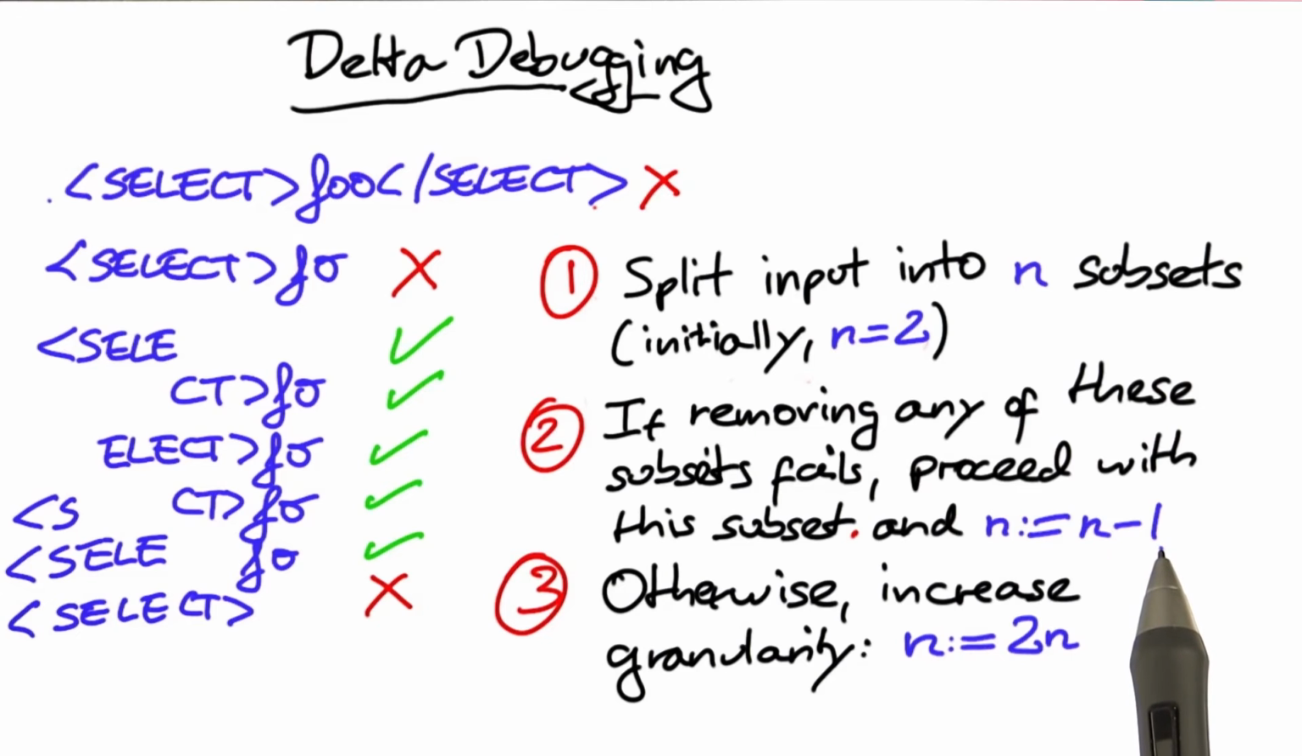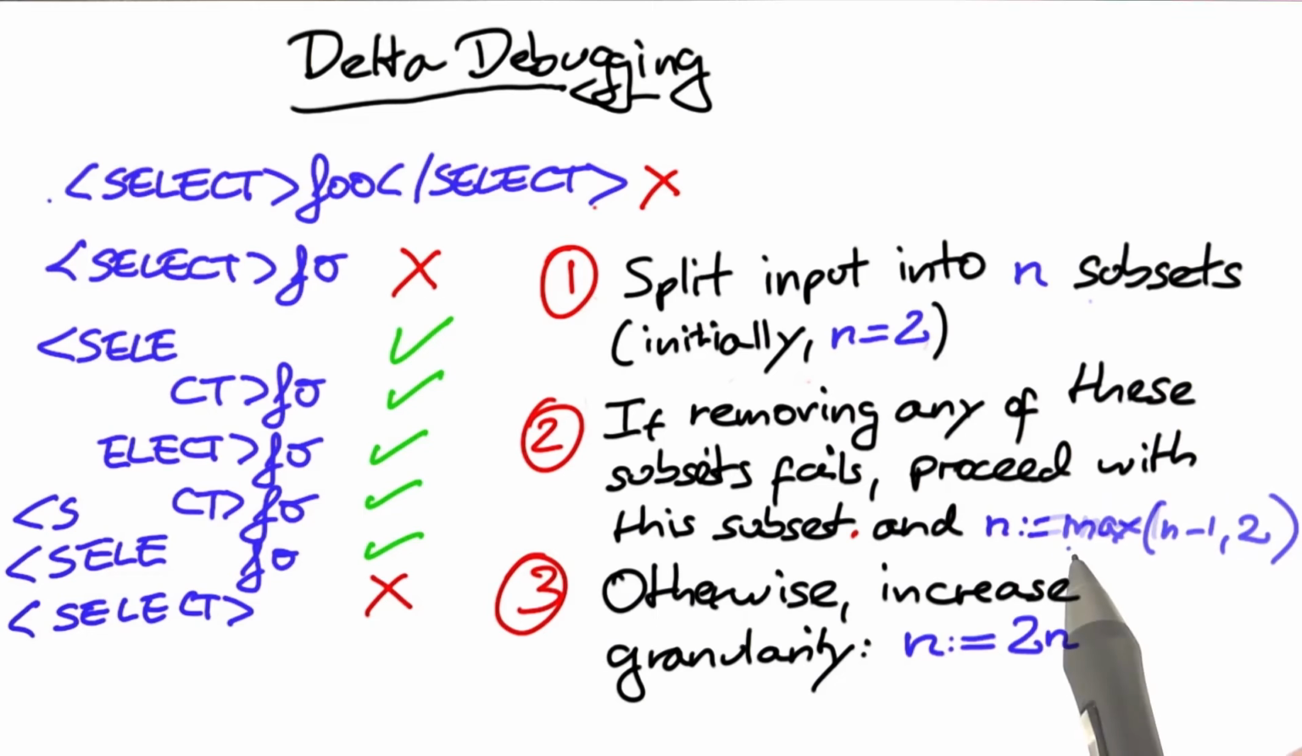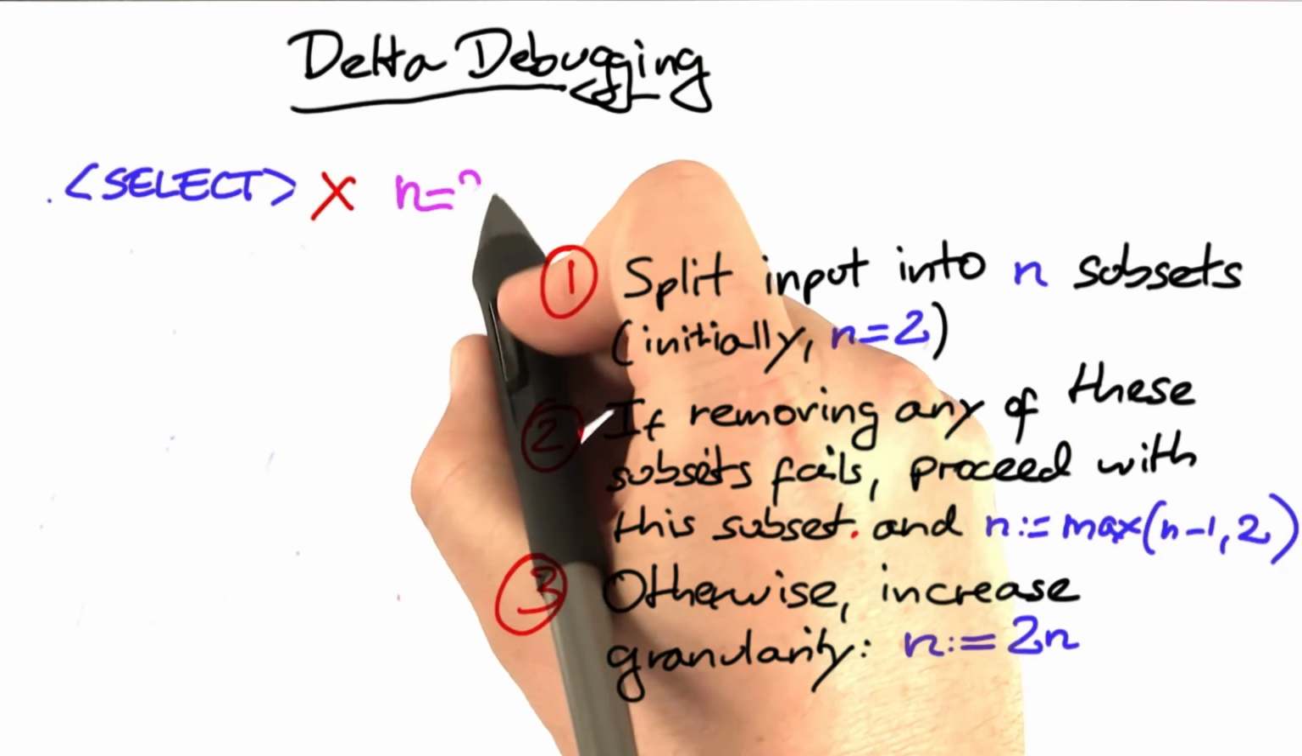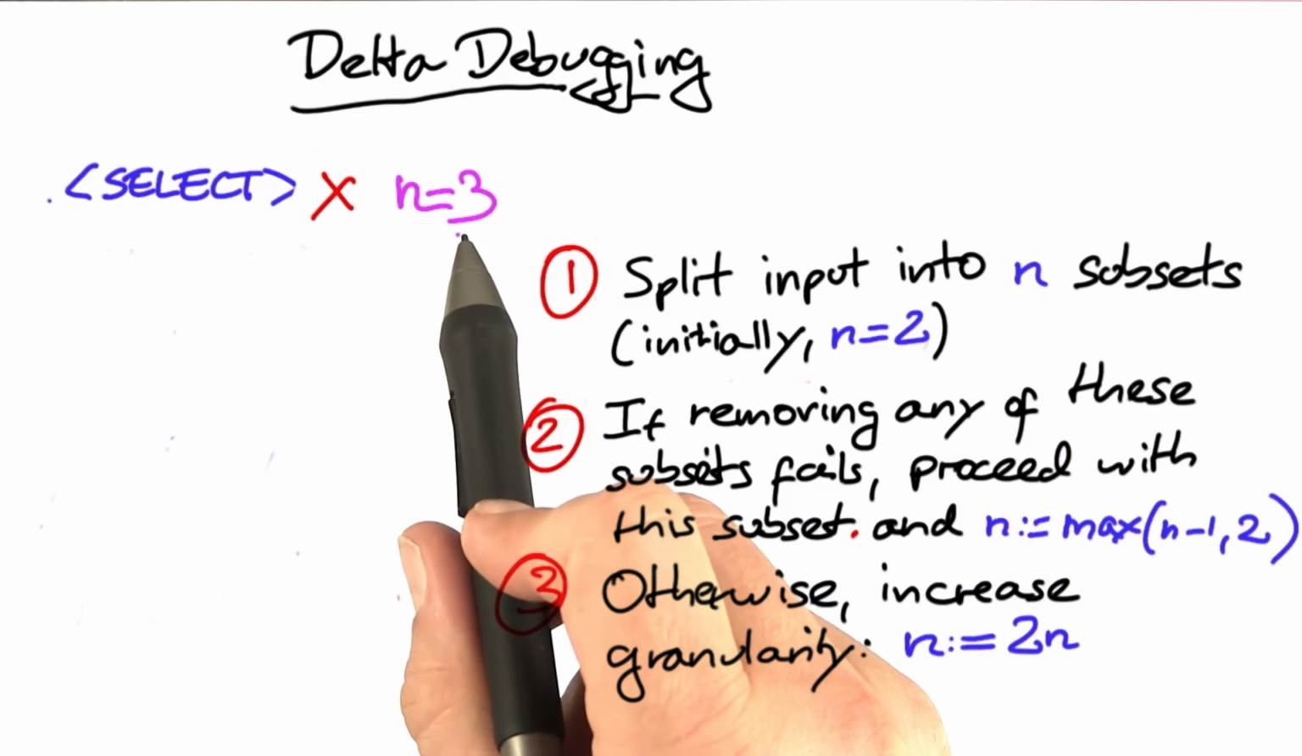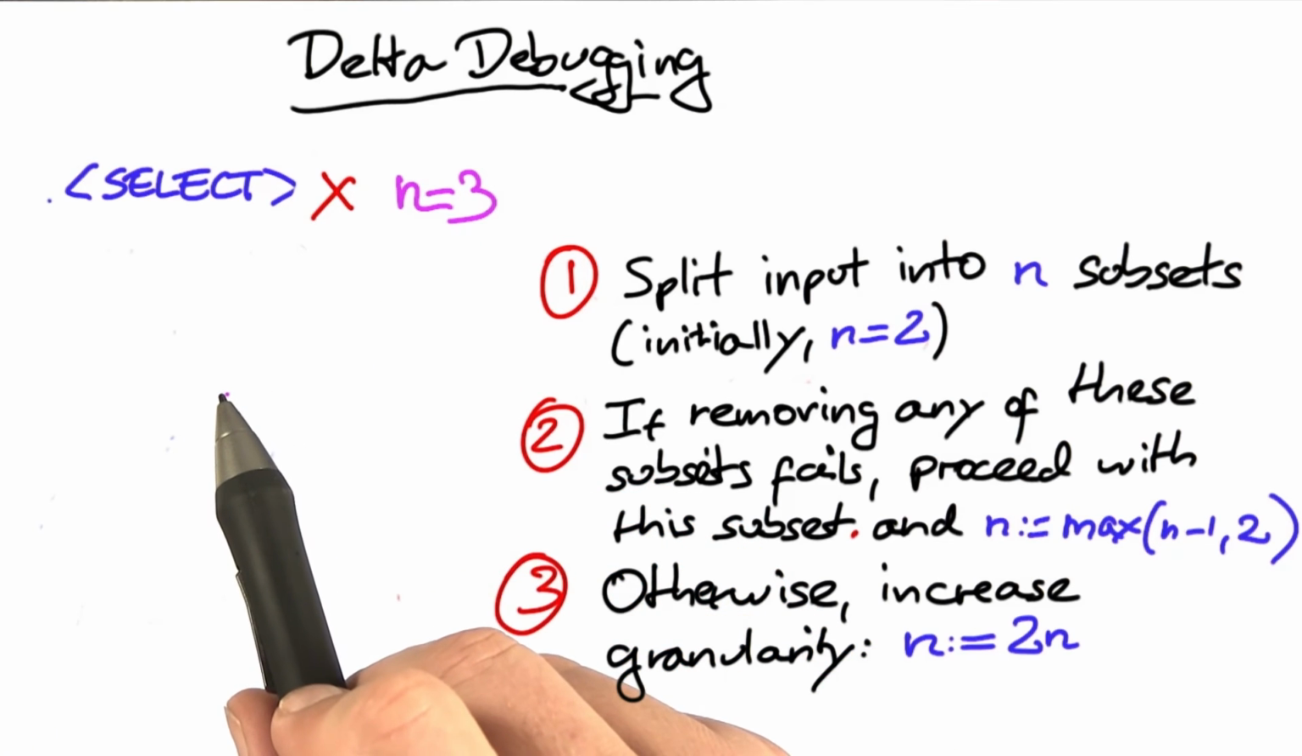However, we don't want n to become less than 2, because otherwise we just have 1 subset. So we set n to the maximum of n-1 and 2, such that n can never fall below 2. So at this point, our input is just the select tag, it fails, and the number of subsets is 3.